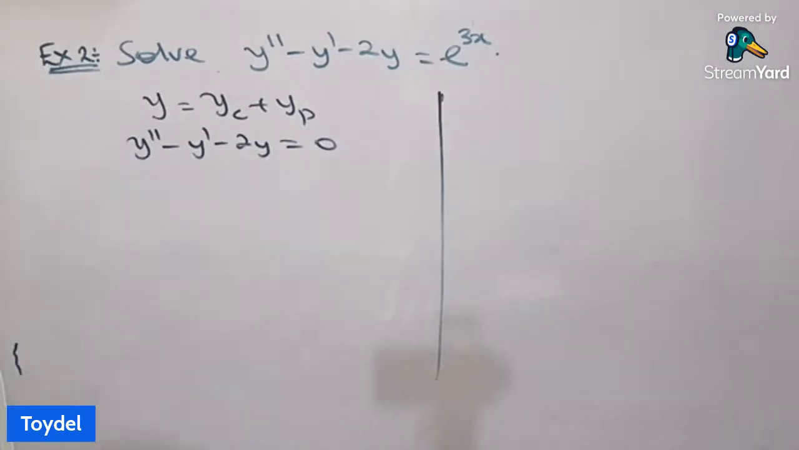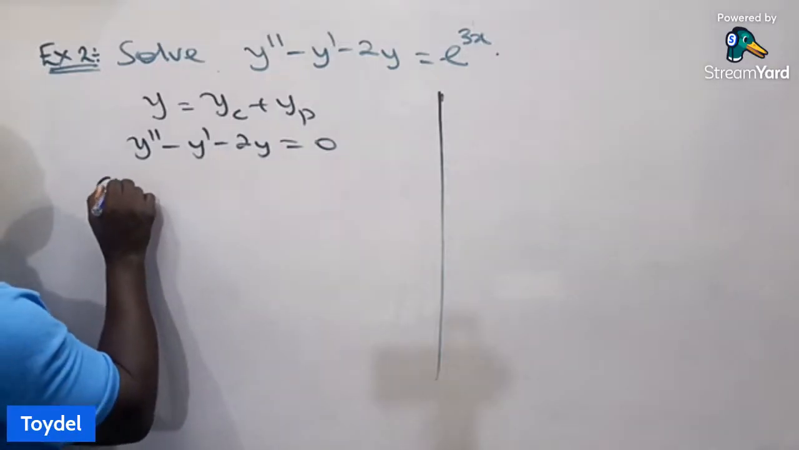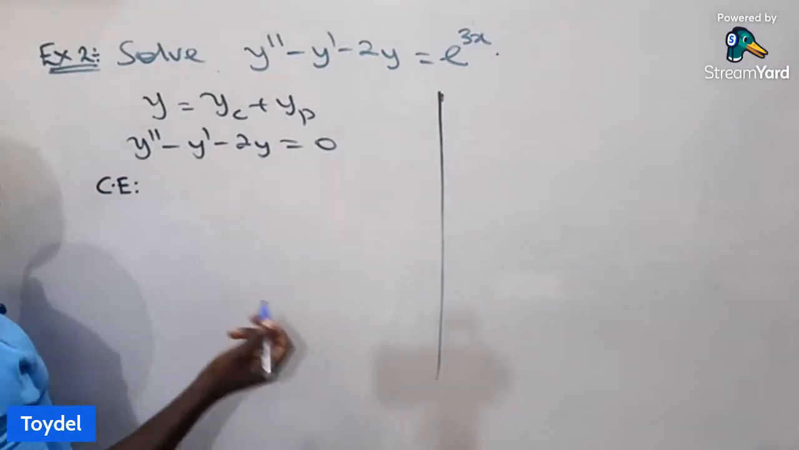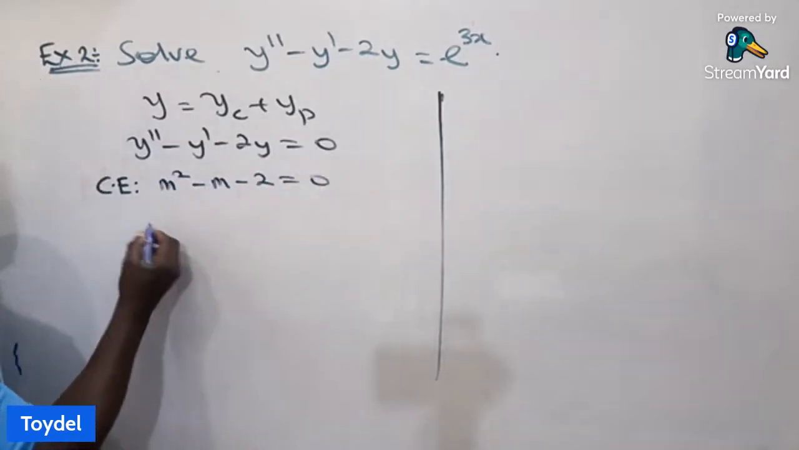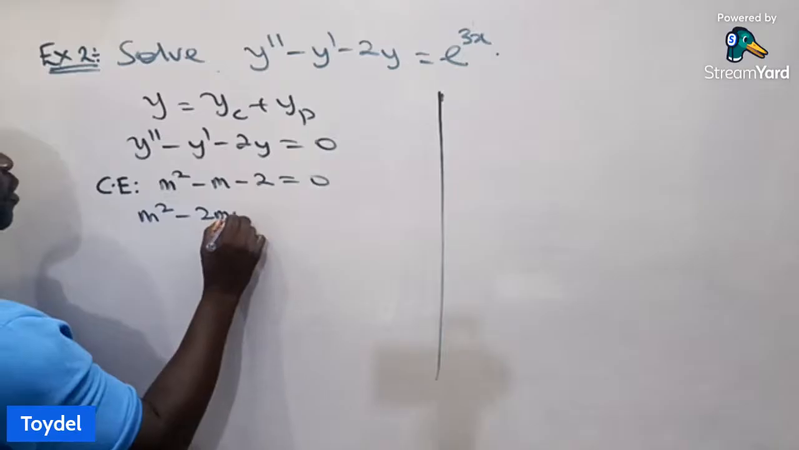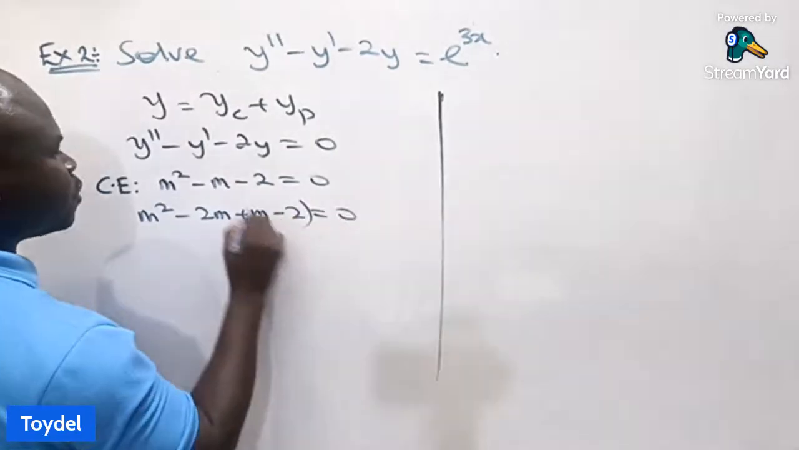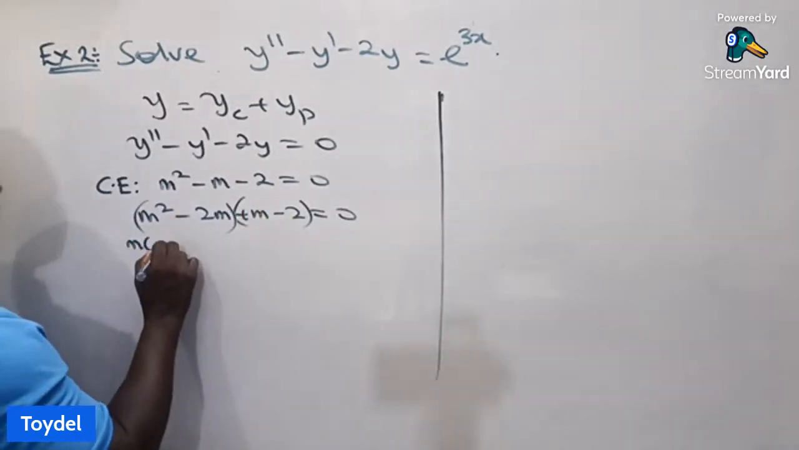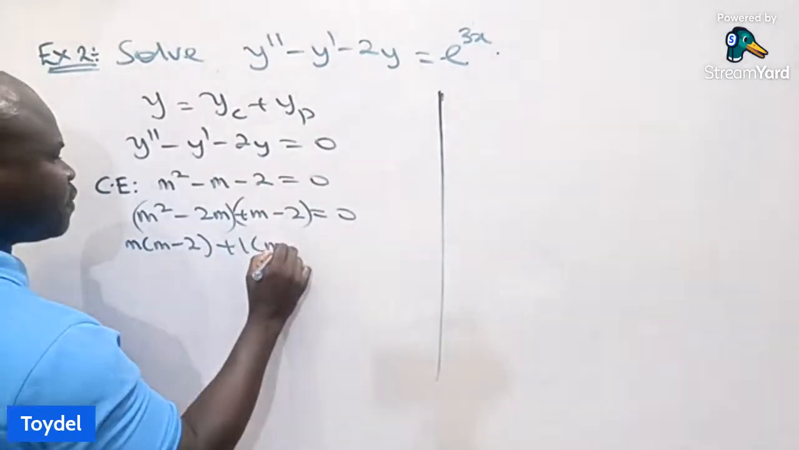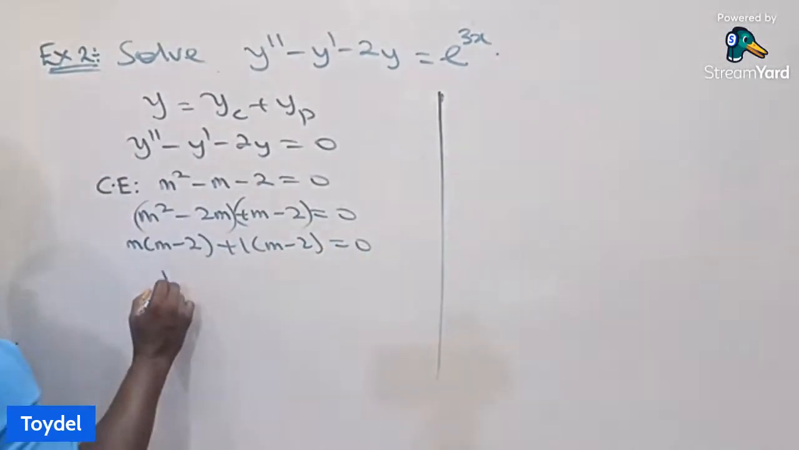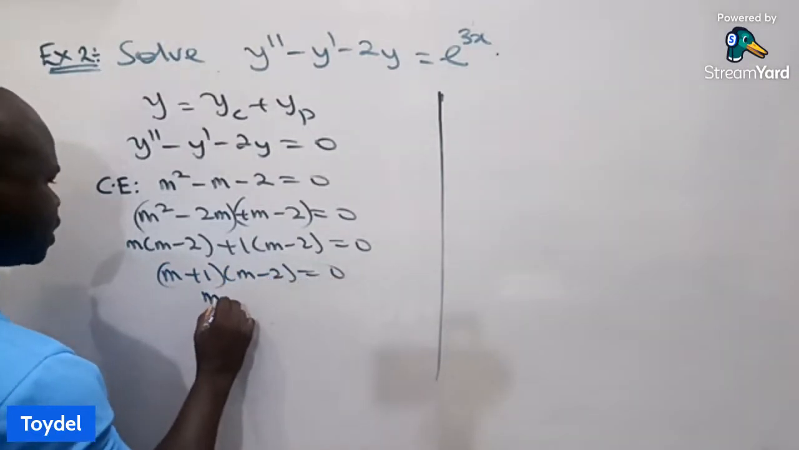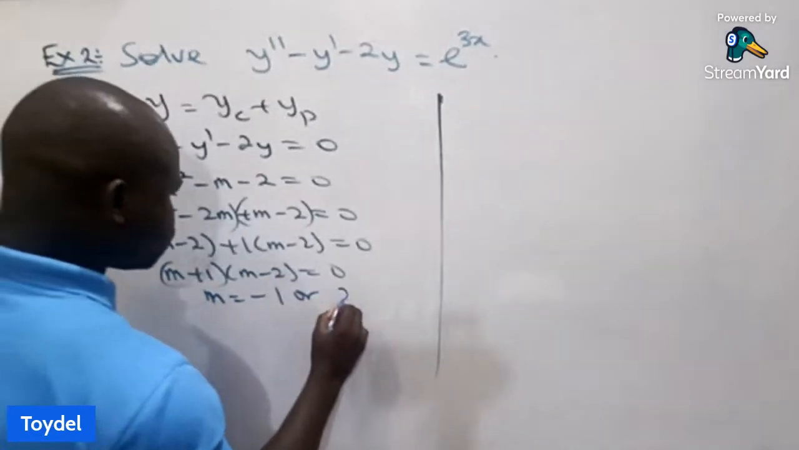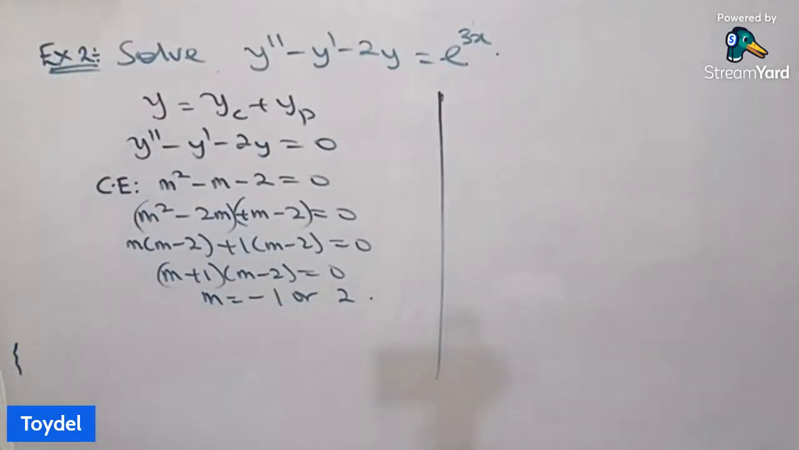the complementary solution. So if we do that, then we look for the characteristic equation, that is the algebraic equation. This will be m squared minus m minus 2 equal to 0. Can we factorize this? Yes. M squared minus 2m plus m minus 2 equal to 0. So m is common here, we have m minus 2. Then plus 1 is common here, we have m minus 2 equal to 0. So we know that m plus 1, m minus 2 equals 0. So m is equal to minus 1 or 2. So that represents the value of m.